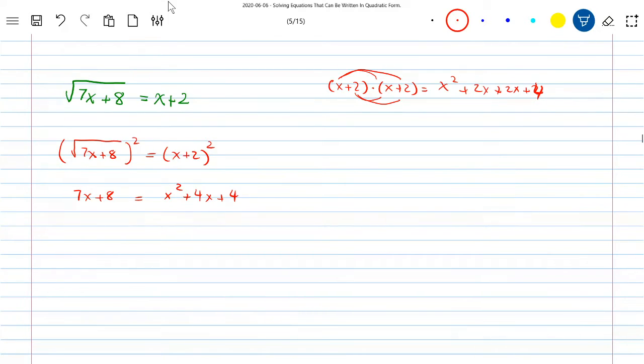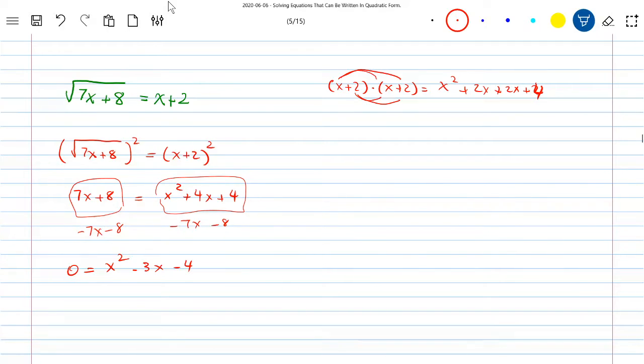Okay, so now you are solving this equation, which is a quadratic equation. Move everything to one side. You can subtract these terms, or you can subtract 7x minus 8. It does not really matter, but it's easier to subtract these two. Negative 7x minus 8. So what do I have? I have 0 on the left side. The right hand side is x squared, 4x minus 7x is negative 3x, positive 4 minus 8 becomes negative 4.